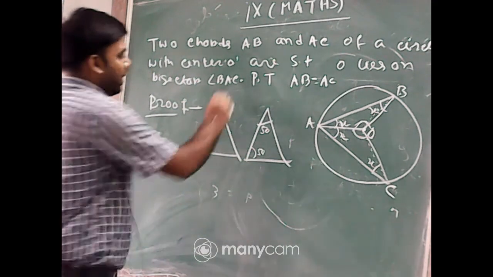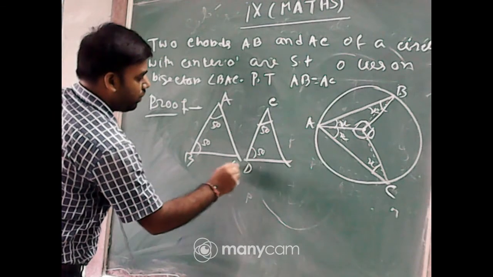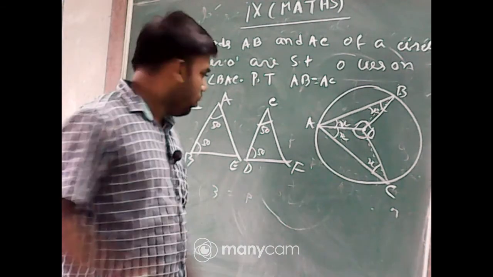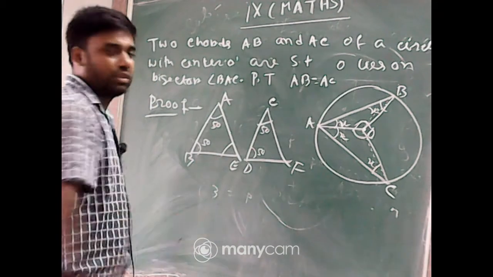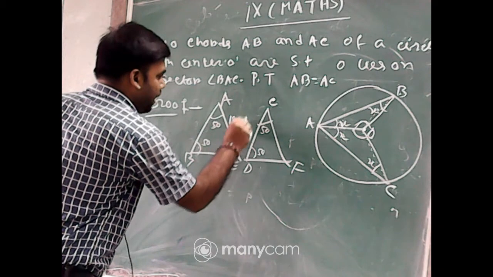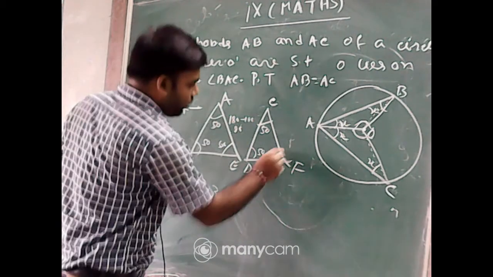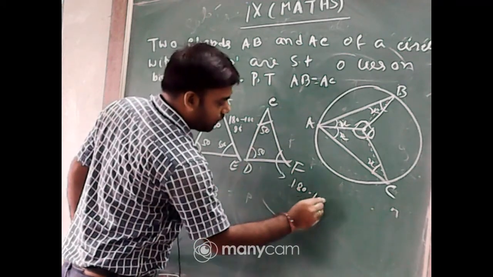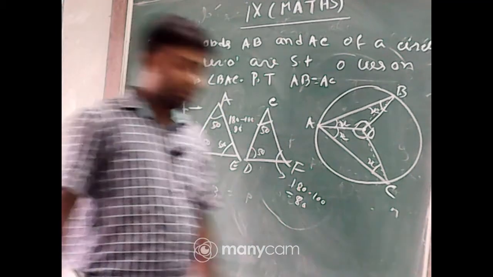So this one, A equal to C, B equal to D, what about E and F? We know that sum of three angles is 180 degree. So just subtract it. That is 180 minus 50 plus 50, 100, that is 80 degree. And same, what will be the value of F? That is 180 minus 50 plus 50, 100. So that is also 80 degree. That's why they are equal.